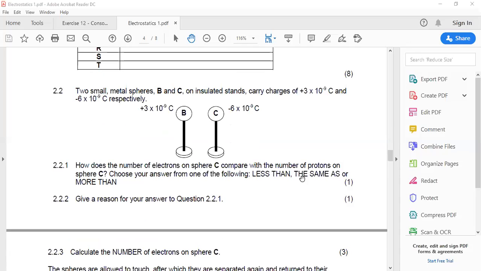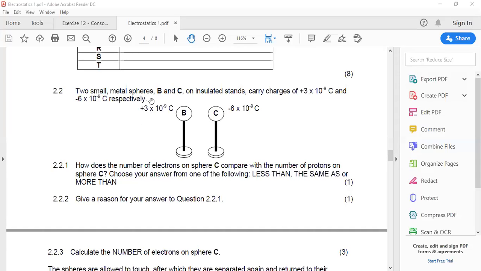So what about protons? Don't protons also move, get transferred? No. Basically, what it means when you say +3 is not that they are only protons. What we are saying is there are more protons than electrons. That's what it means. So here we are not saying protons are moving.